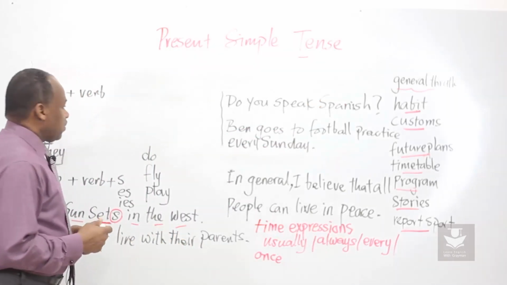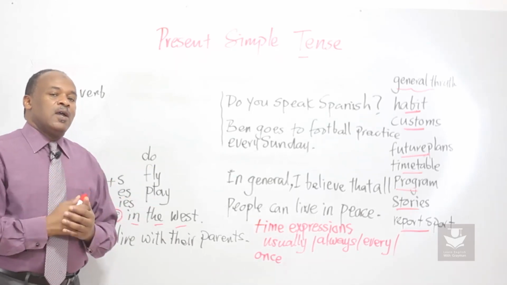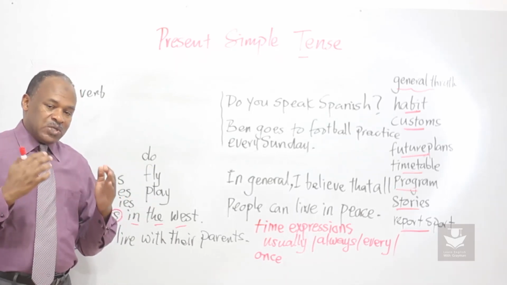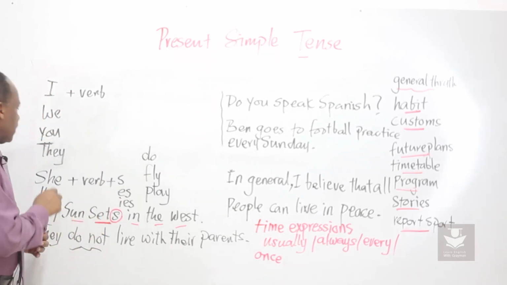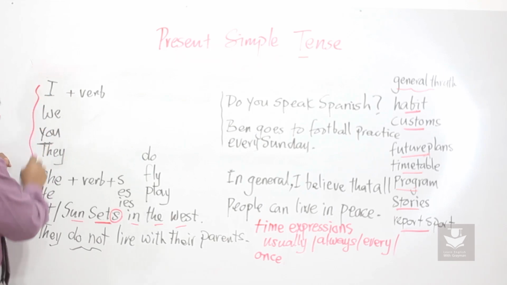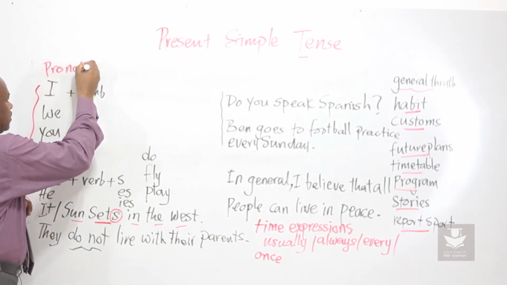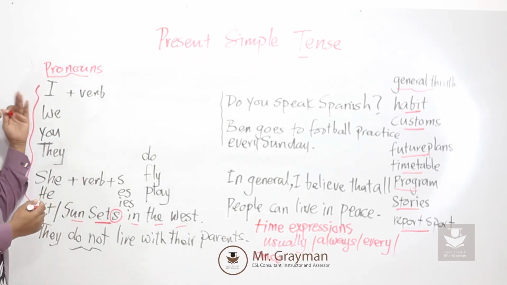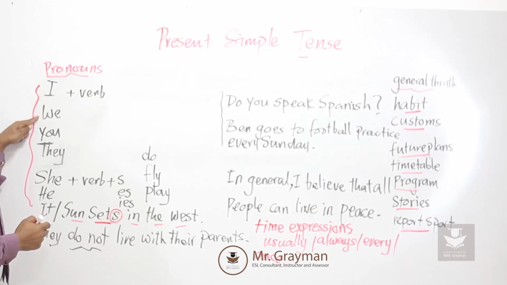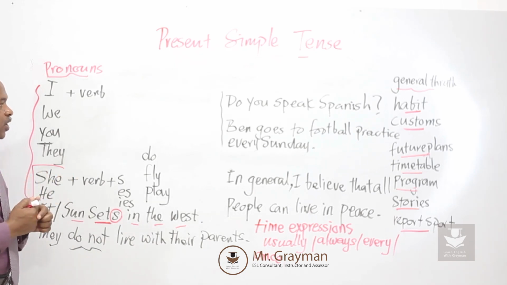The second area that I would like to talk about is how do we construct or make sentences in the present simple tense? First, we have to look at the pronouns. The pronouns are here, the personal pronouns. Quickly to remind you, I, we, you, they. And then we have she, he, and it as one category or one group.